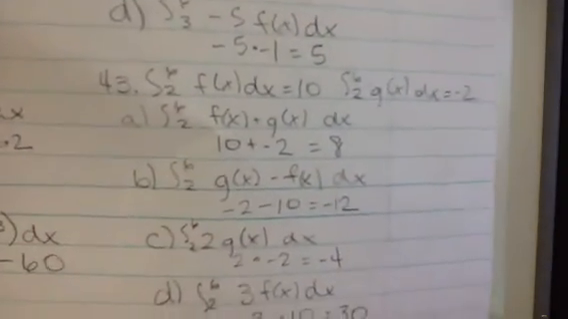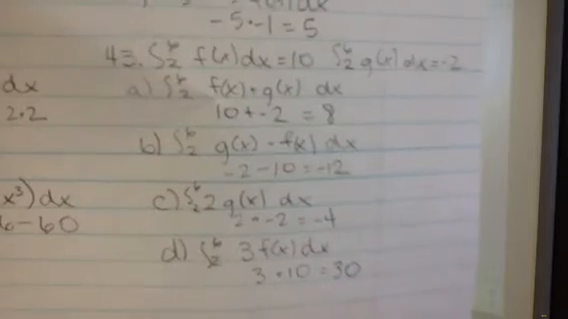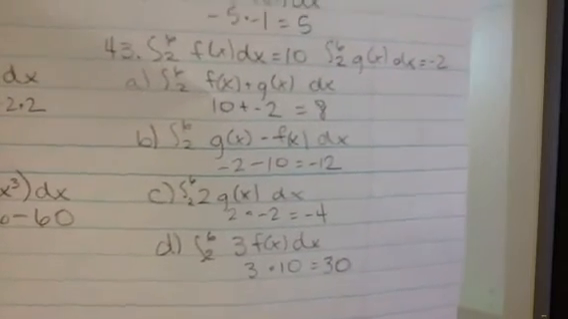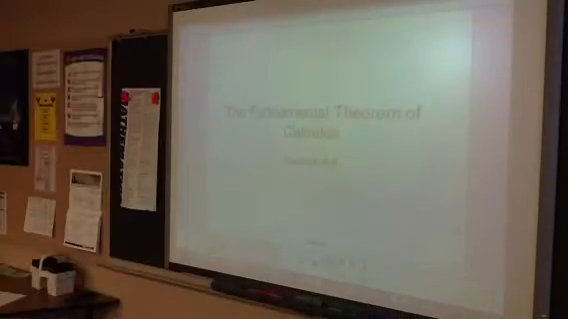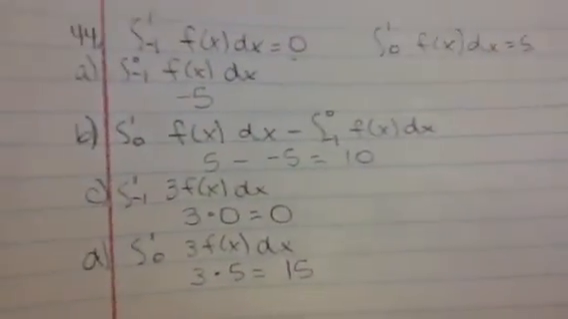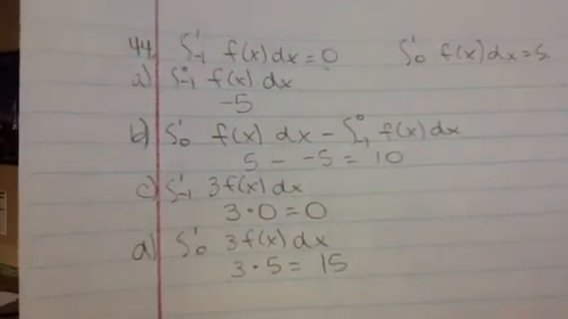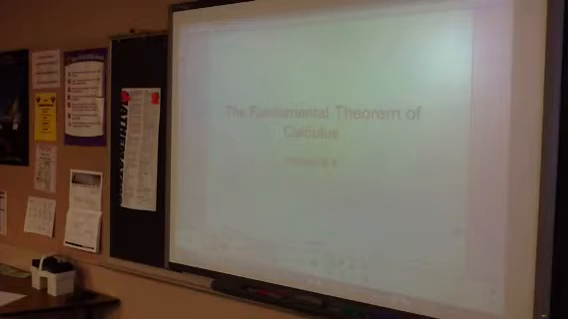43A, 8, B, -12, C, -4, and D, 30. For 44, we got -5 for A, B is 10, C is 0, and D is 15. And that is it for your homework.